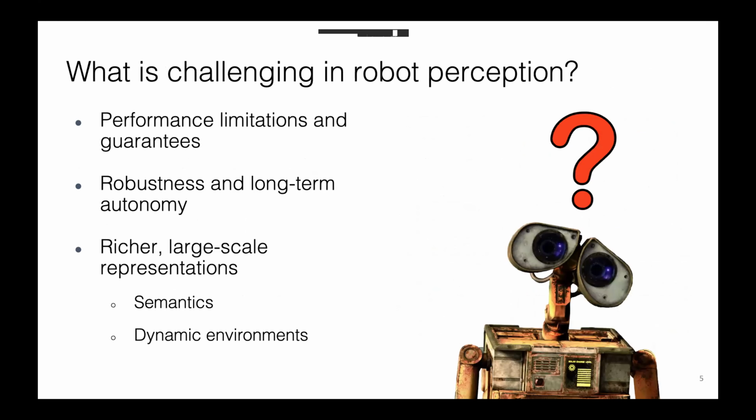So what's really challenging about robot perception? What's left to work on? In particular, we focused on three key topic areas. The first would be performance limitations and guarantees. So what are the key quantities of interest that dictate the performance of an estimator for SLAM?